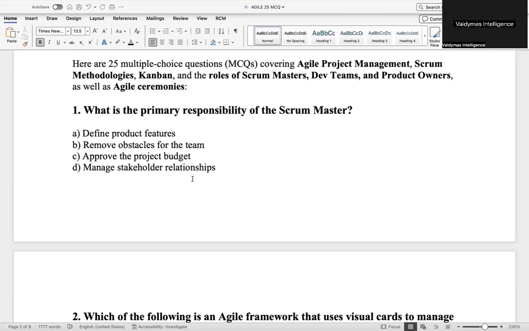It's the primary duty of the Scrum Master. So B would be the answer.